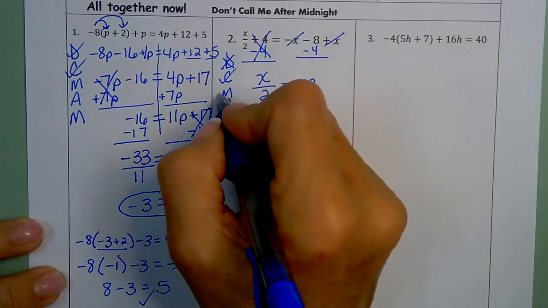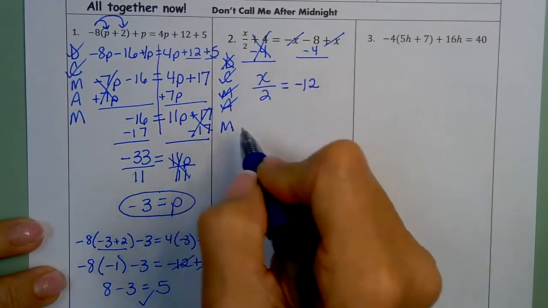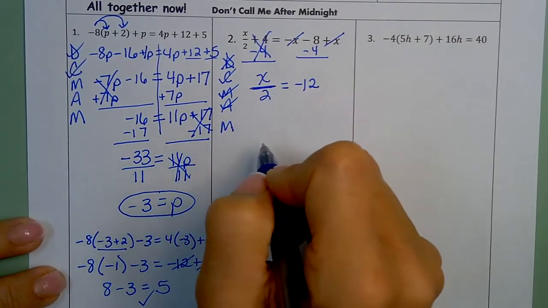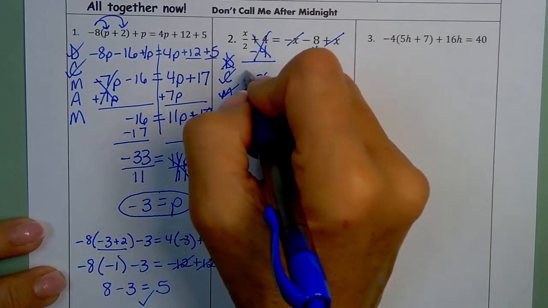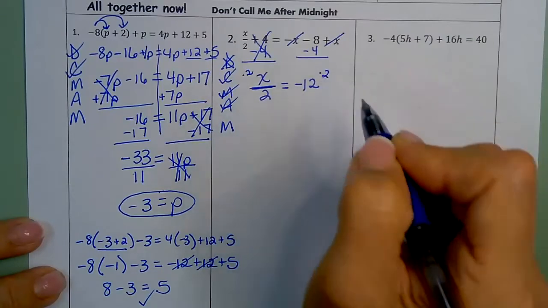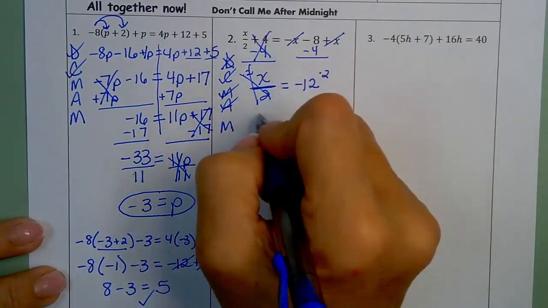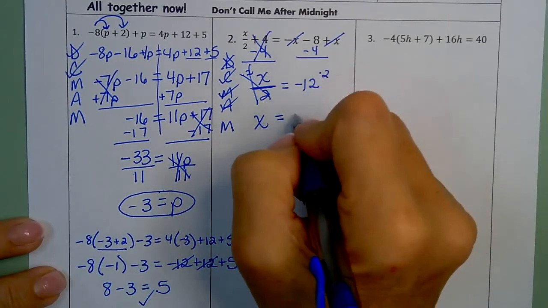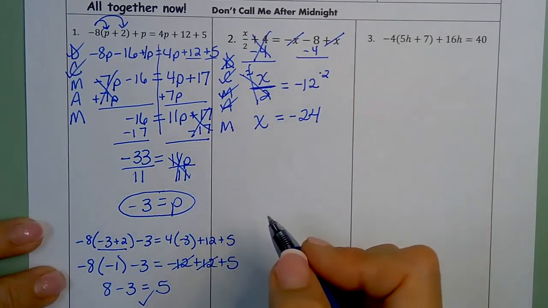Okay, so we're done moving and adding and subtracting, and now we're on the last step, multiply or divide. So this means divide by 2. The inverse is multiply by 2. So I'm going to multiply this side by 2, and if I do that, I have to multiply that side by 2. Those cancel, and -12 times 2 is -24.